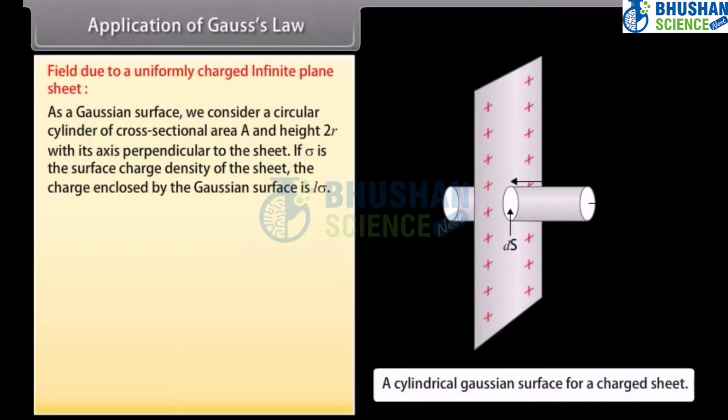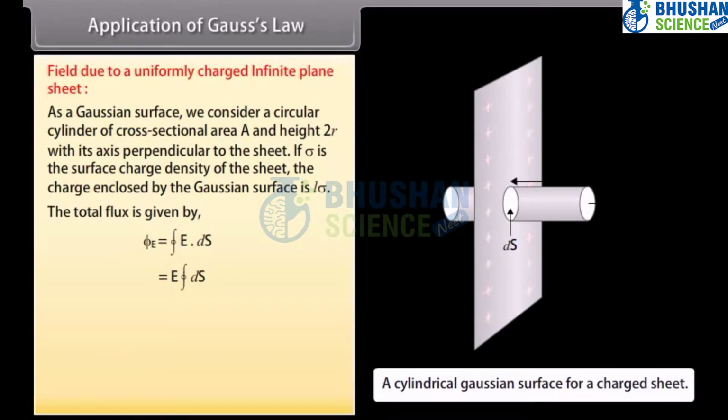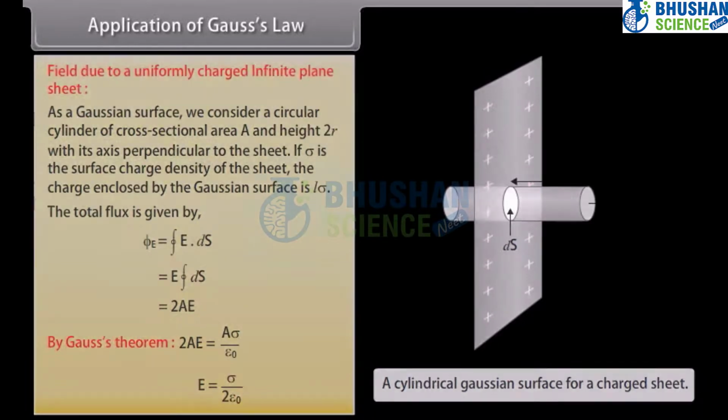We know that phi E is equal to the integral over a closed surface of E dot ds, which is equal to the product of 2A and E. According to Gauss's theorem, we get the electric field at any point at a distance r from the sheet as E equals sigma divided by 2 epsilon naught.